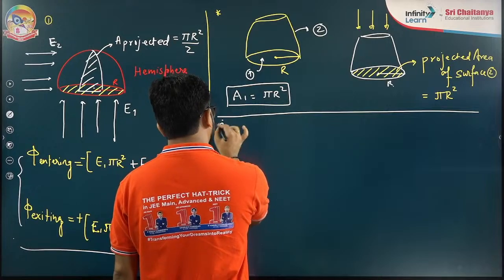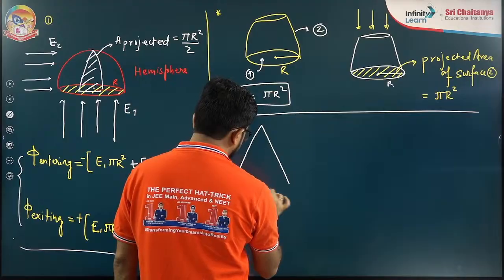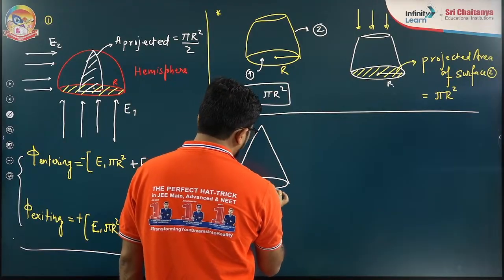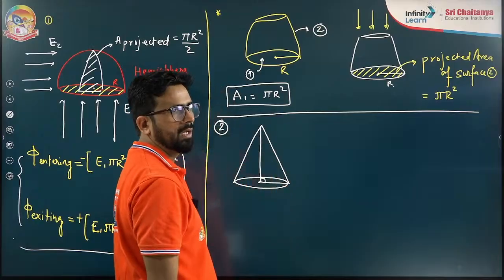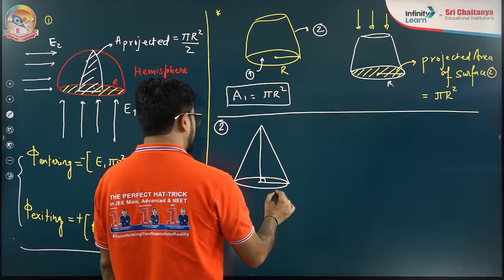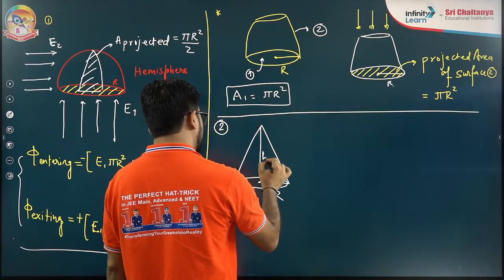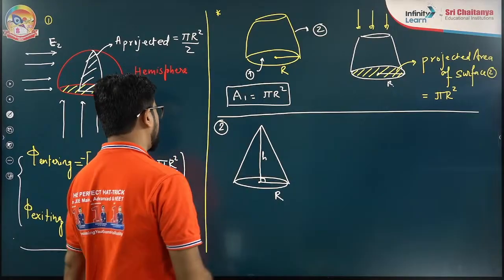Question 2. Take it. It is a right circular cone. Right circular cone means this perpendicular is 90 degrees. If you take this height and radius, it is 90 degrees. This radius is r and this height is h.